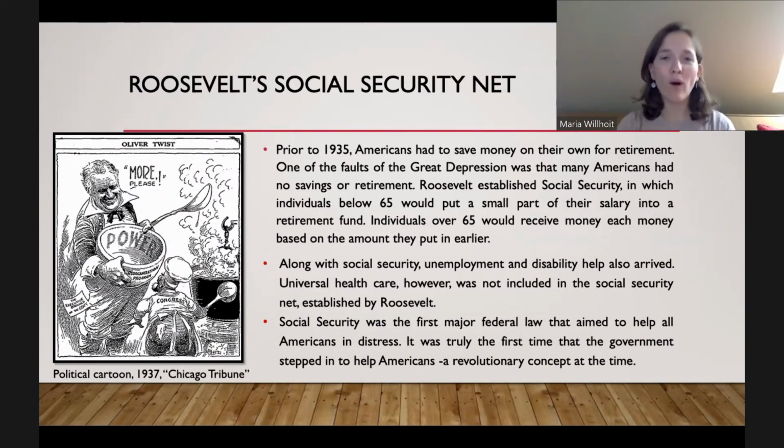And one of the faults of the Great Depression, why it happened, is that many Americans didn't have savings or retirement. They lived paycheck to paycheck, and to be honest, still a lot do. But even when you work at Walmart, even when you work at Subway, no matter where you work, you generally can put your paycheck into a Social Security fund. So this is a guarantee that you'll have some retirement savings. So what Roosevelt did is he established the Social Security Fund, I should say.